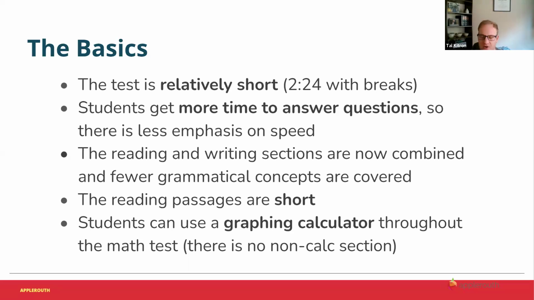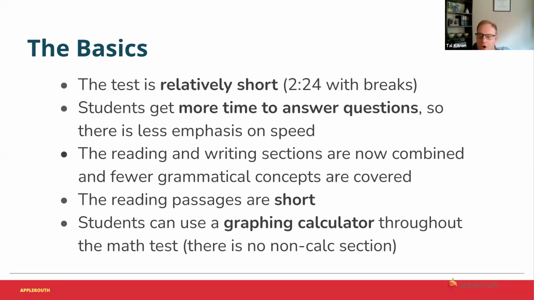Used to be there was a writing and a reading, where writing was testing grammar and punctuation and stuff like that, whereas the reading was testing comprehension, but now they're combined. And the SAT doesn't test very many grammar concepts. We'll talk about the half dozen or so that they might test.